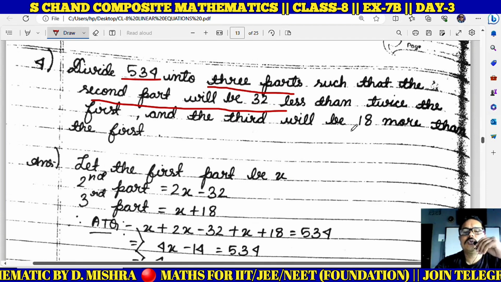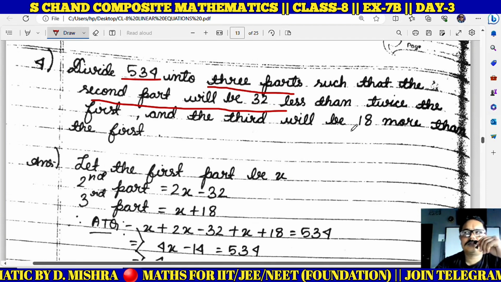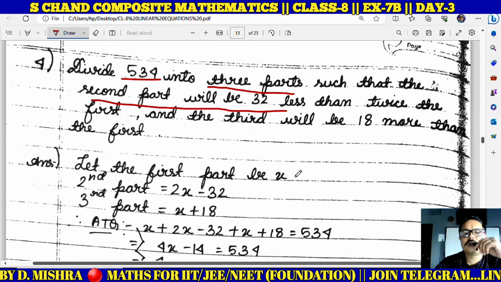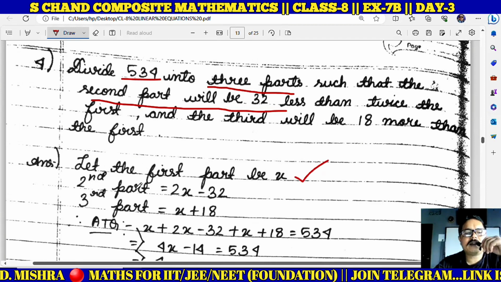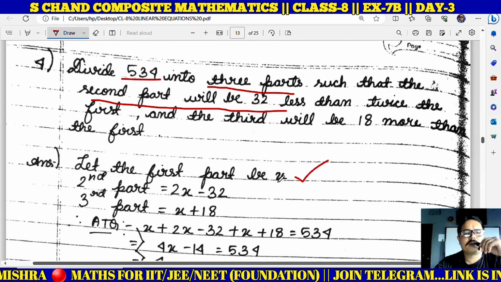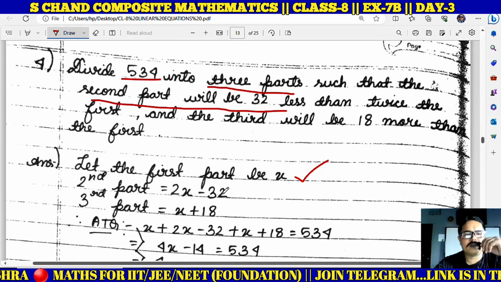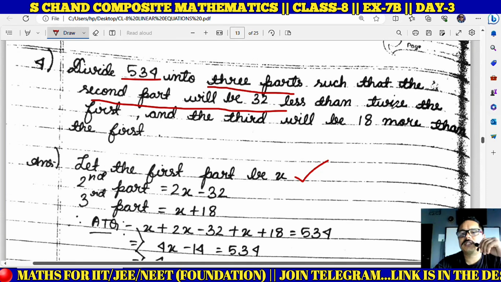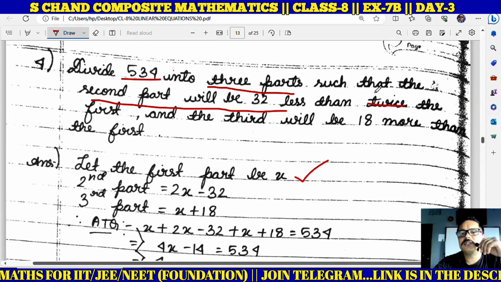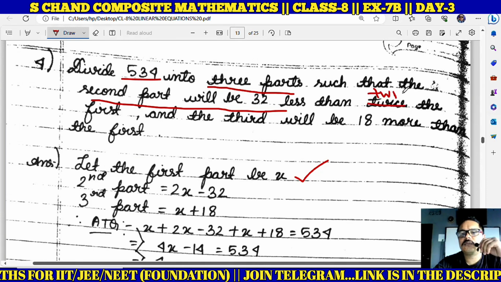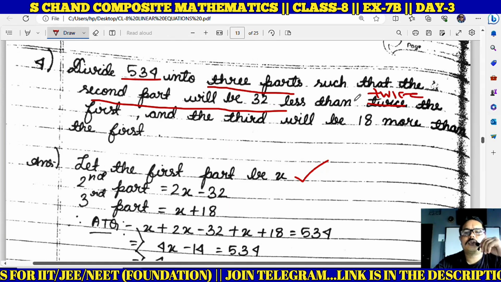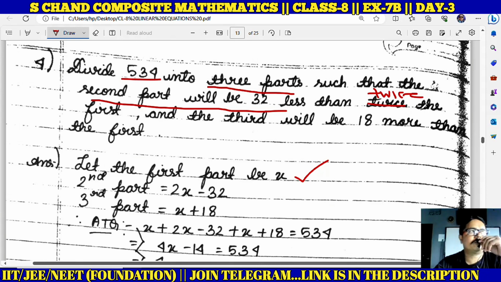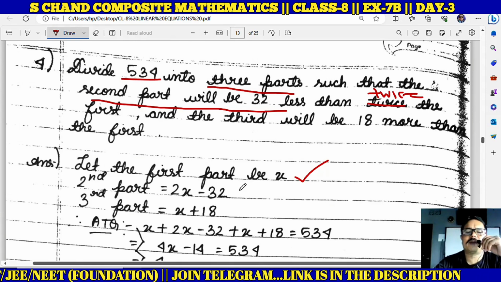the first part. The comparison given here, both of second and third, is given with the first. So we need to let the first part be x, then the second part will be 2x minus 32. So this is twice, not thrice. Twice, okay. So 32 less than twice the first part. Twice the first part means 2x, and 32 less, that means minus 32.